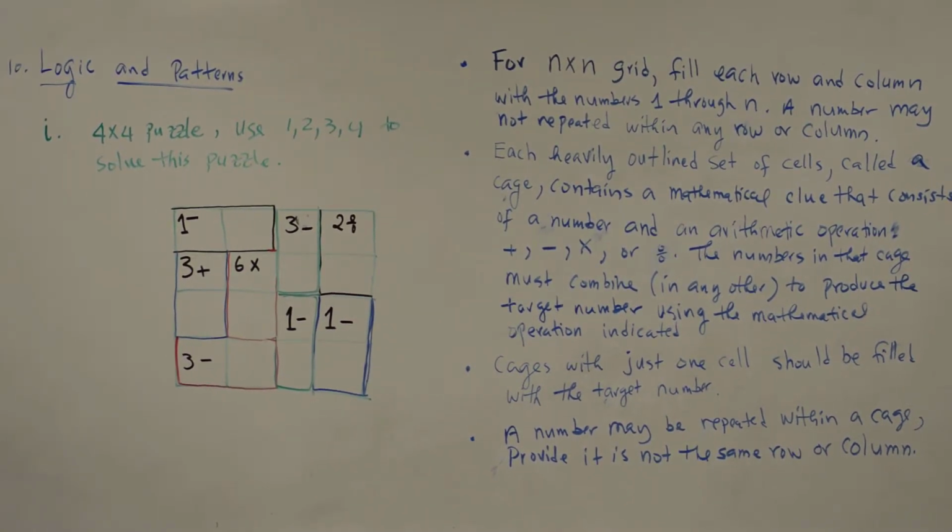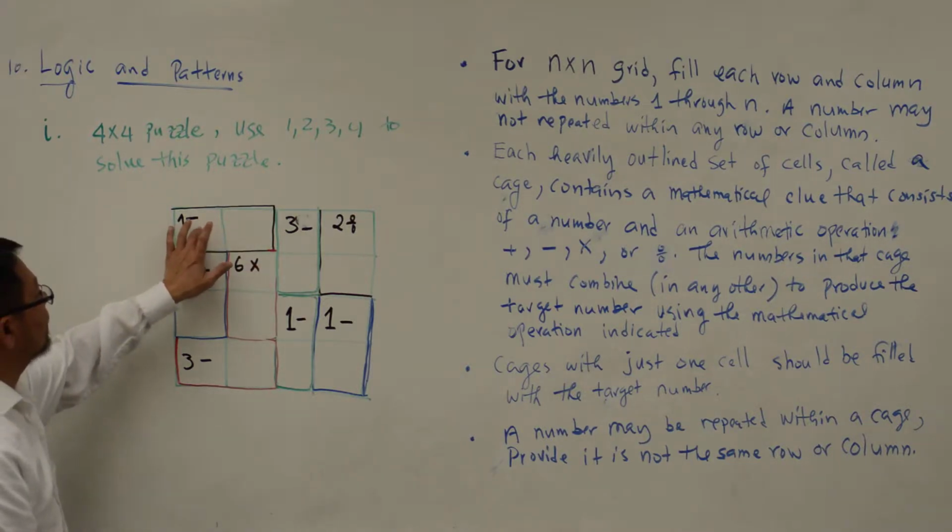Okay, we're working on the logical patterns for final exam review on task number 10. For an n by n grid, fill each row and column with numbers 1 to n. A number may be repeated within any row or column. Each heavy outline set of cells is called a cage.